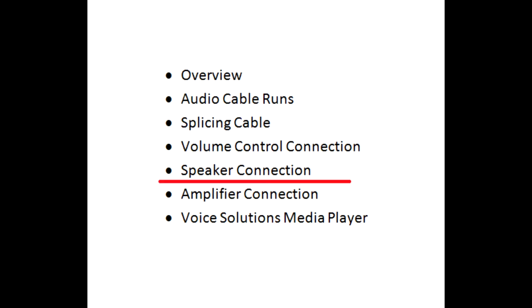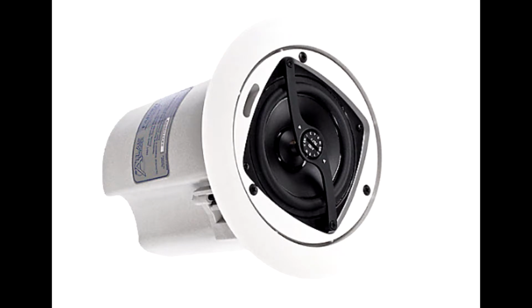Now that the volume controls are in the clear, let's go ahead and work on the connection of the speakers. The Atlas speakers that should be on site are a 70-volt speaker system. Make sure that each speaker is on its lowest setting possible. This will be done by checking that the knob on the face is on the lowest number.